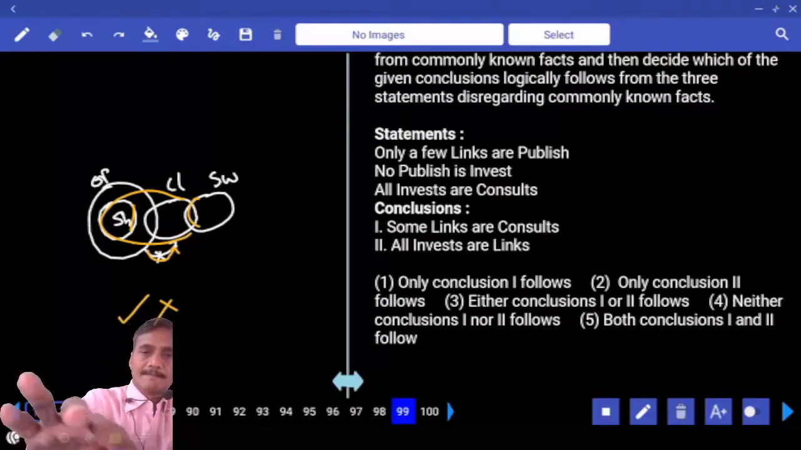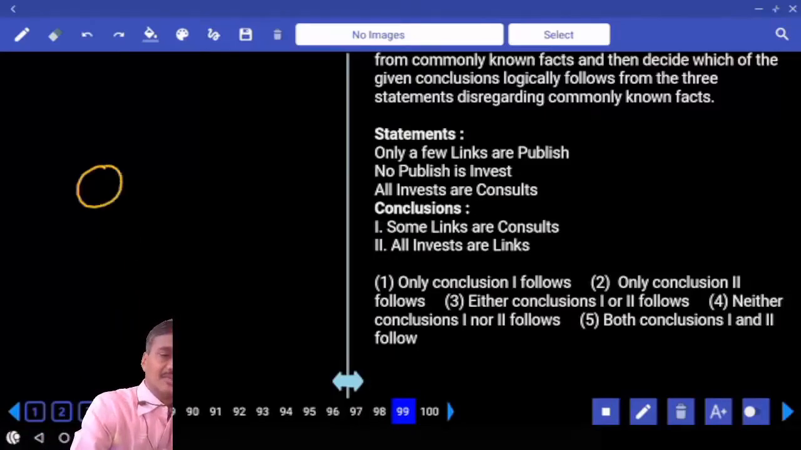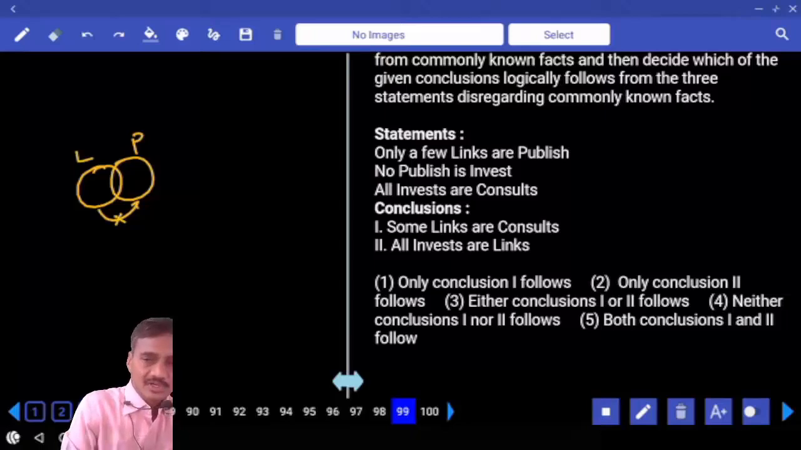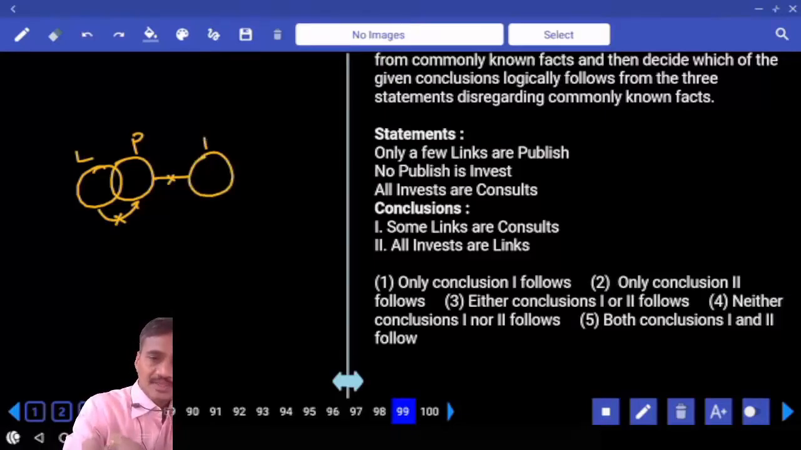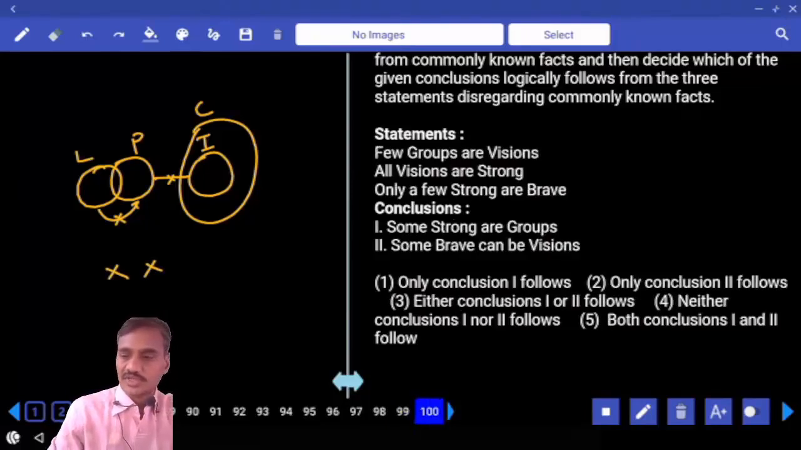Then 99. Now in this 99, only a few links are published. Only some of the links are published but not all. No publish is invest. No intersection between these. All invest are consults. And the first one, some links are consultant. Where is link, where is consult? No intersection. All investor links. This is also fine. Hence neither one nor two, choice 4, 99.